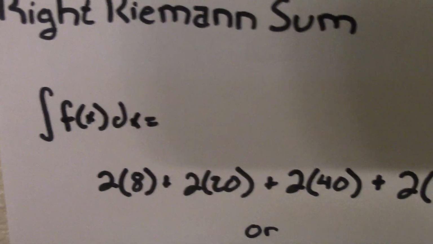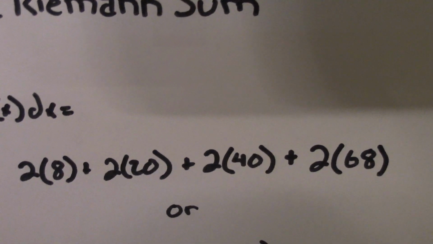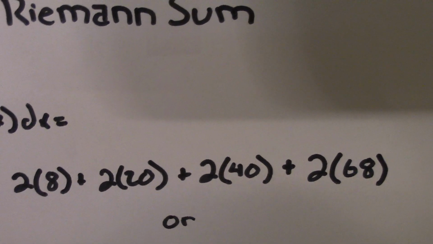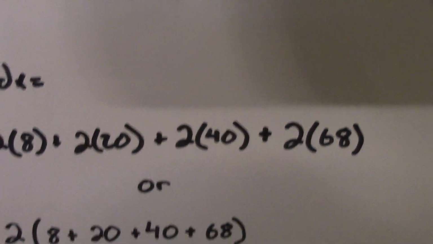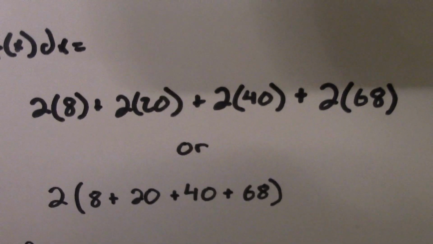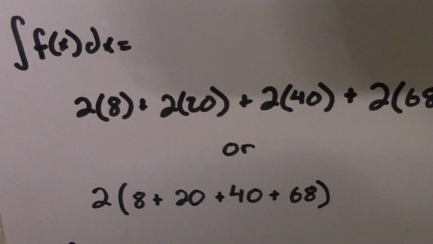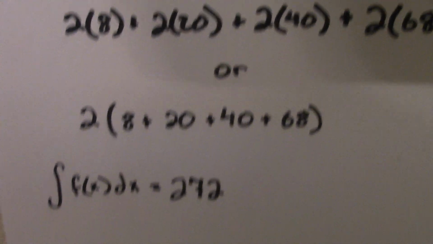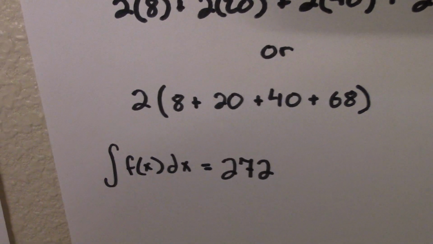So what you're going to end up with is that same notation on the interval from 0 to 8. But this time you have 2 times 8 plus 2 times 20 plus 2 times 40 plus 2 times 68, which you know is going to be a lot higher than the other one, which ended up being 144. Or again, since the intervals are the same, you have 2 parentheses 8 plus 20 plus 40 plus 68, which ends up being 272. Finally, middle Riemann sums.